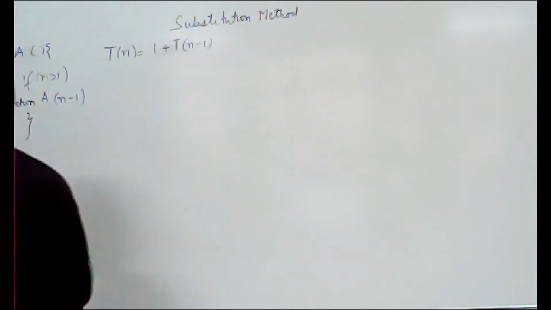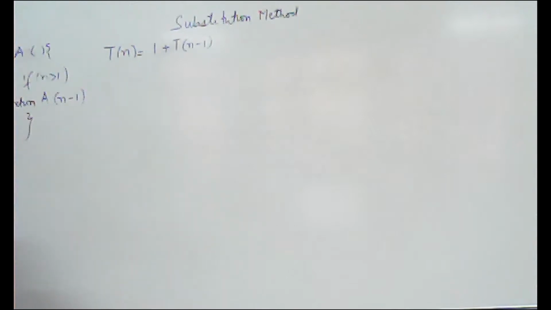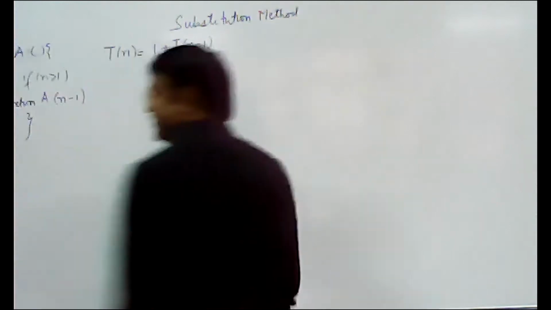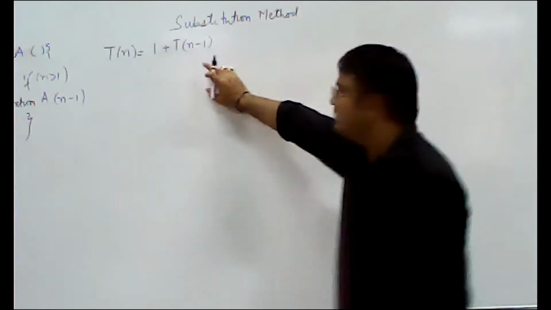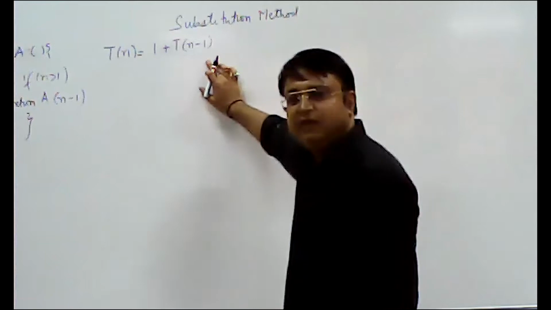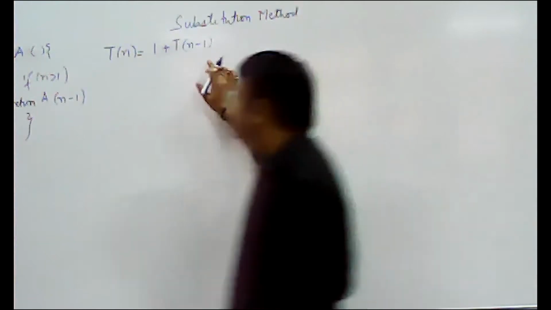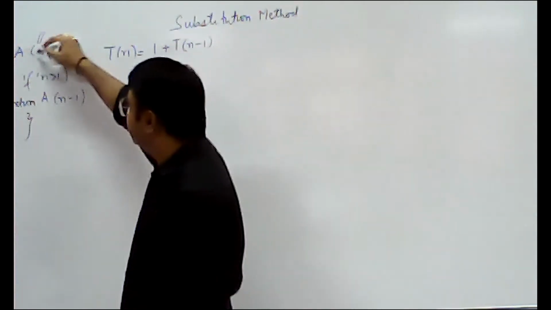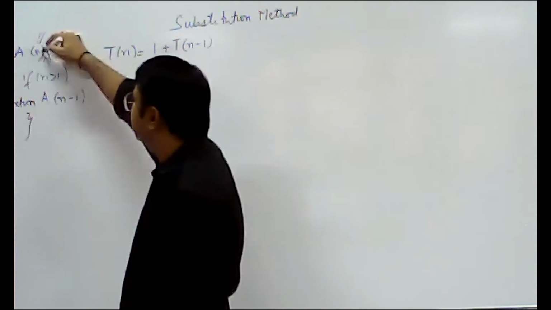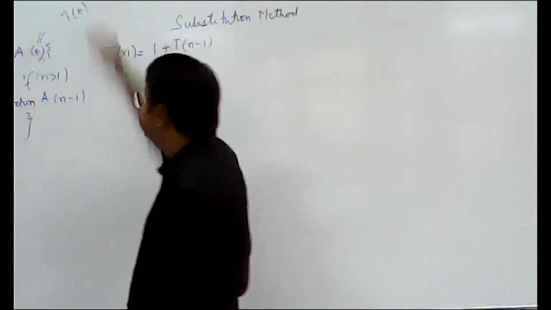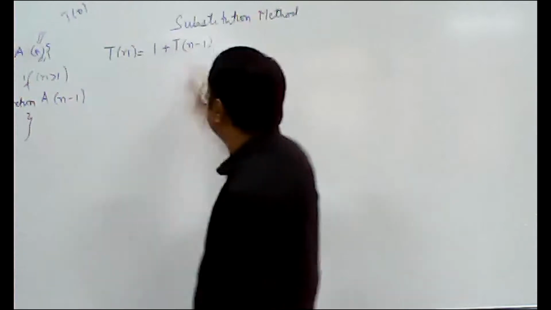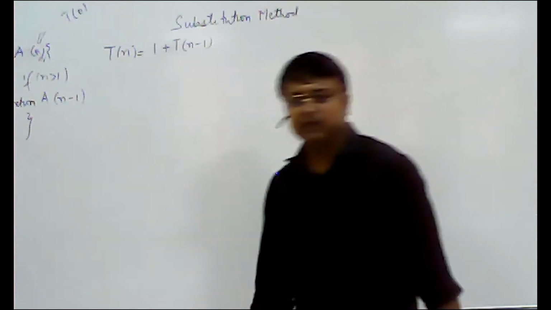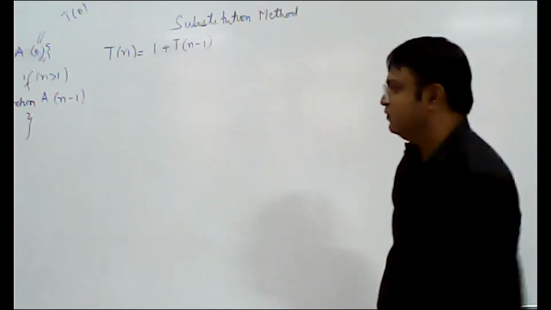So what is the meaning of this? It means that when the input size is n, we represent it as T(n), and here the input size is n minus 1, so we are representing it as T(n minus 1). So this is the recurrence that we solve.